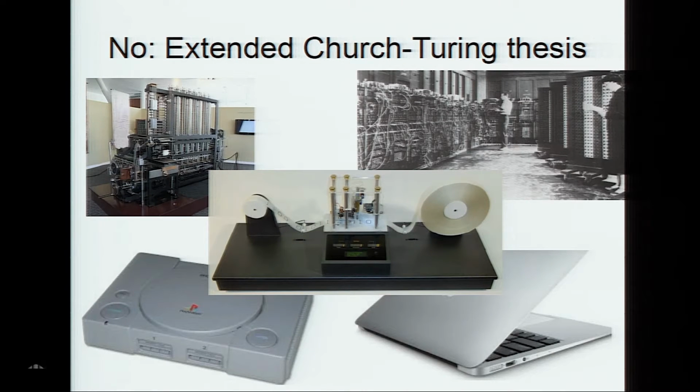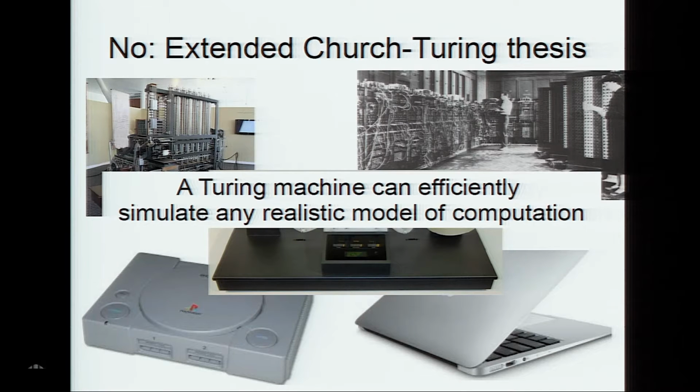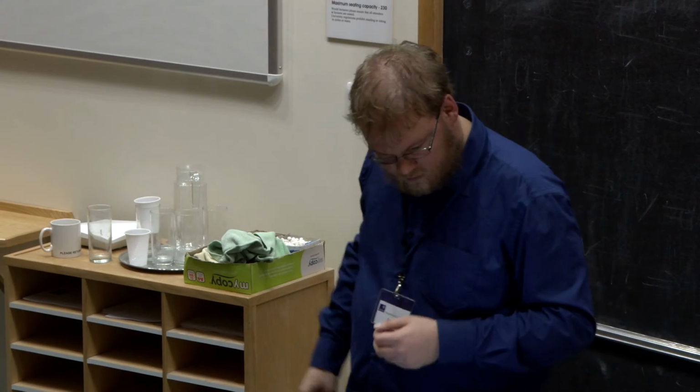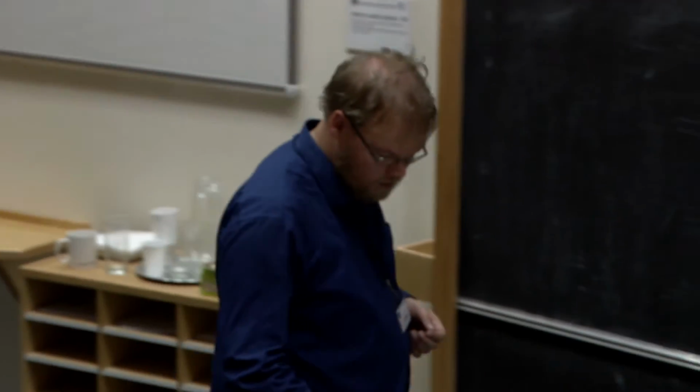And basically, if you want to state this formally, what you do is you introduce this kind of machine, which is a kind of generalized computer, which is called a Turing machine. You prove that this is equivalent to each of these computers, and therefore they're all equivalent to each other. And then you say this machine can efficiently simulate any realistic model of computation, which basically boils down to all computers are the same.